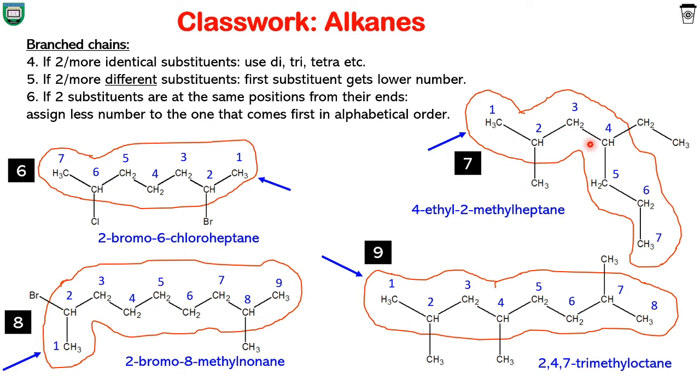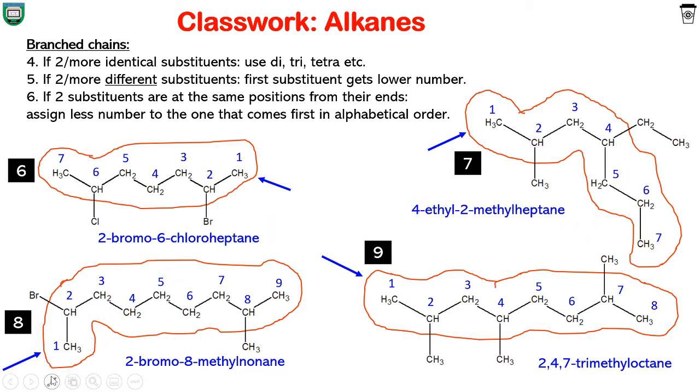7th one, we are numbering from left to the bottom. So we have 2 substituents, that is a methyl and ethyl. So ethyl comes first in the alphabetical order. So 4-ethyl, 2-methyl, and 7 carbon atoms, that is a hept, and alkane, so ane.